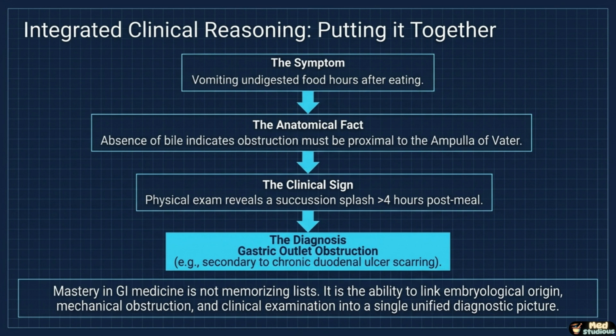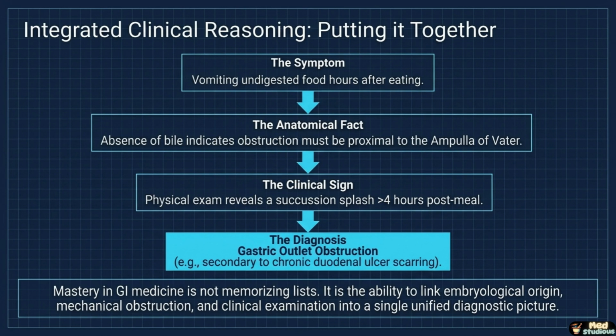The clinical sign: on examination, you elicit a succussion splash more than 4 hours after the patient's last meal, confirming that fluid is sitting retained in the stomach rather than passing normally. Put those three pieces together, and the diagnosis writes itself: gastric outlet obstruction, most often caused by chronic duodenal ulcer scarring narrowing the pylorus over time.